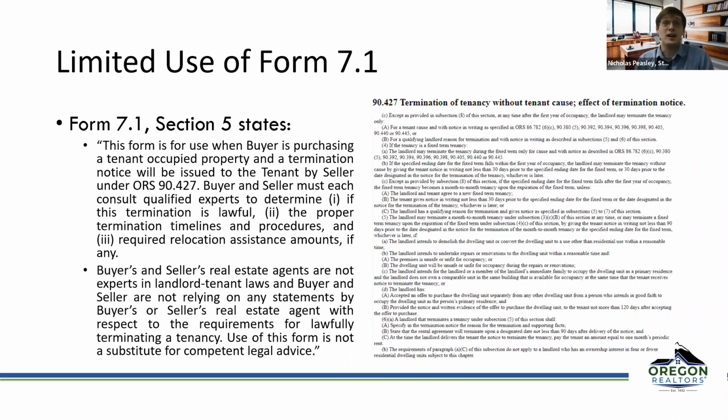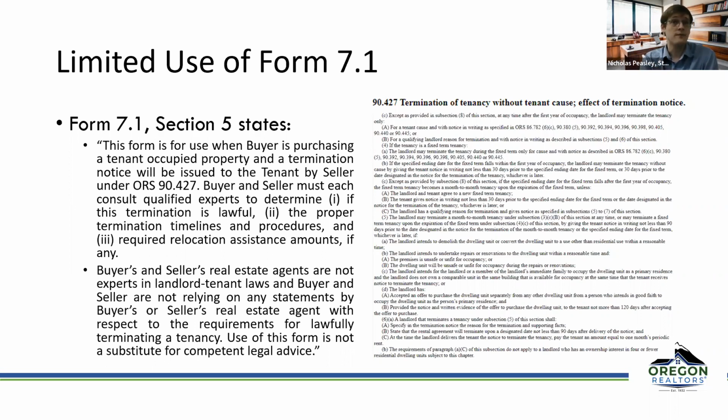That's not a legal opinion. That's just the realtor saying it. So this form is not a substitute for legal advice. If the clients really want to know about the legality of a termination or something like that, have them consult a lawyer. We're going to talk a little more in depth about what this does technically.